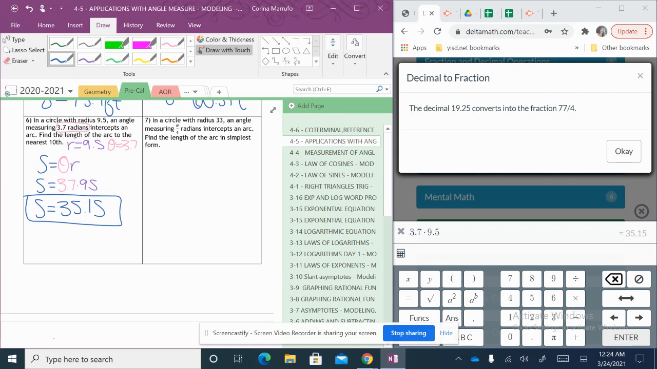All right, so here the next one, it says, in a circle with a radius of 33, so R is 33, and an angle measuring pi over 4 radians. So theta equals pi over 4. All right, they want us to find the arc length, so S. Remember, S equals theta times R, where theta is equal to pi over 4, and R is equal to 33. So this one, they are asking for it in simplest form. So when we do this, we do 33 over 4, which isn't going to reduce. It's going to stay as 33 pi over 4.